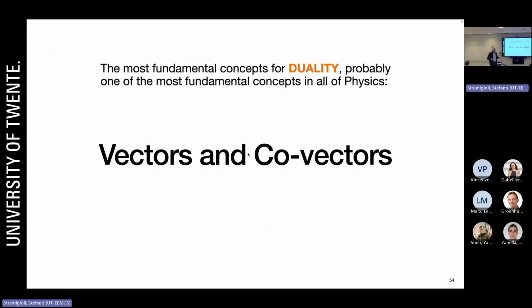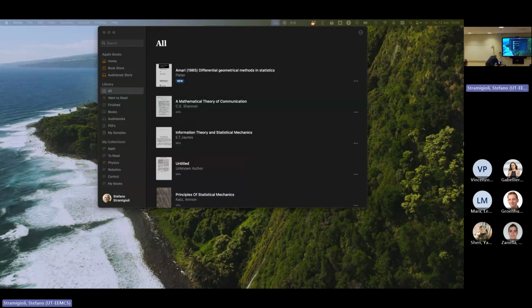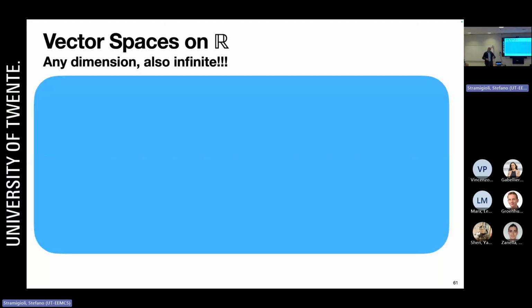Then we started talking about vector spaces, okay? And then I played this game, which I will not play again, in which I showed you that matrices are not really mathematical objects, but are a representation of something that you will see today, which are tensors. Tensor is the real mathematical object.